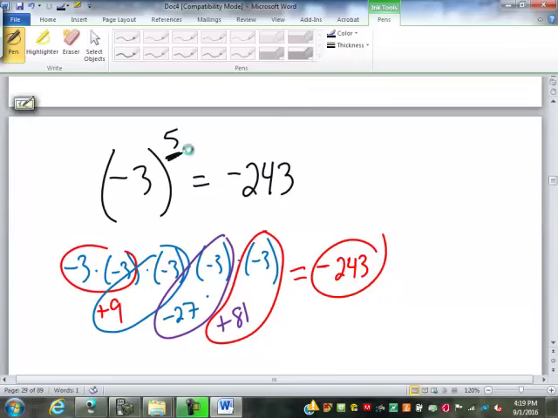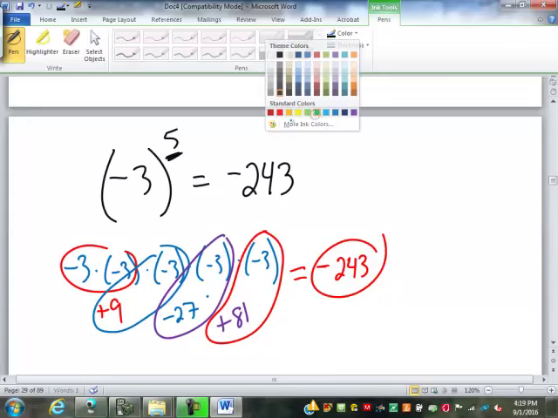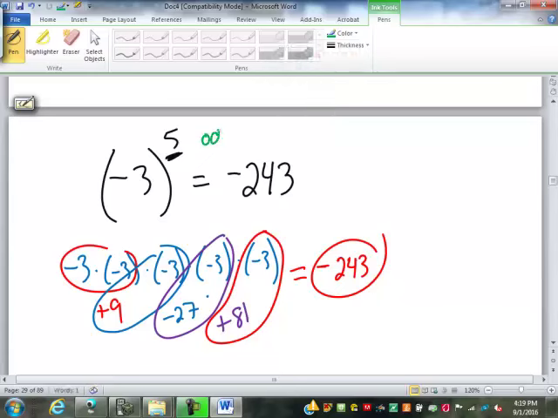What's special about that power that allowed it to be negative? It's odd. If it's an even power, as you can see here, it went from positive to positive, and then back to negative again. If it's an even power, it's going to end on a positive answer.